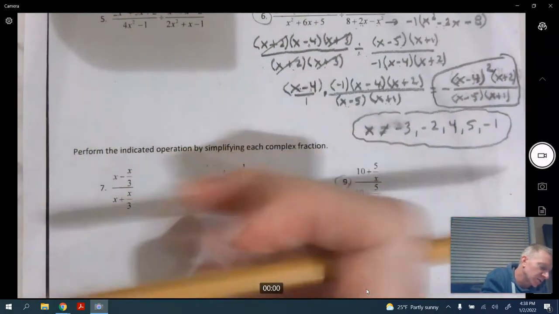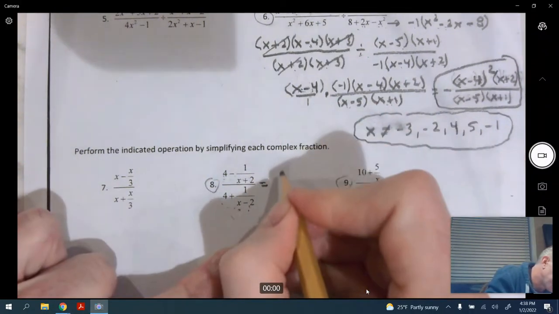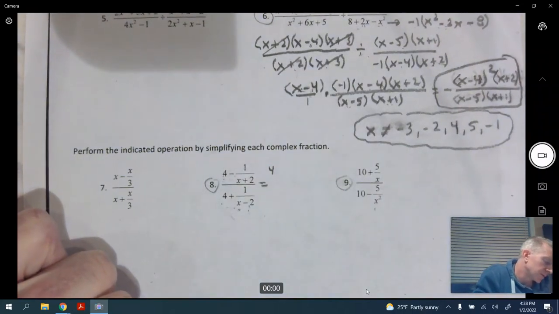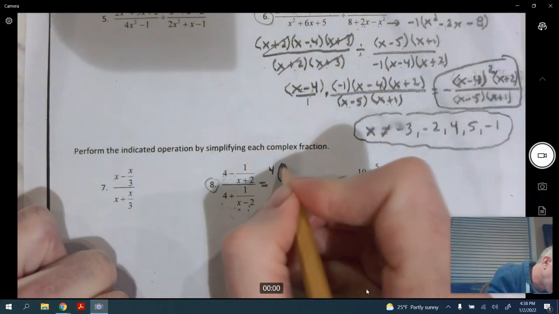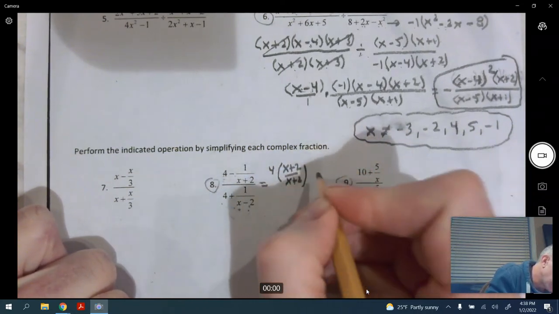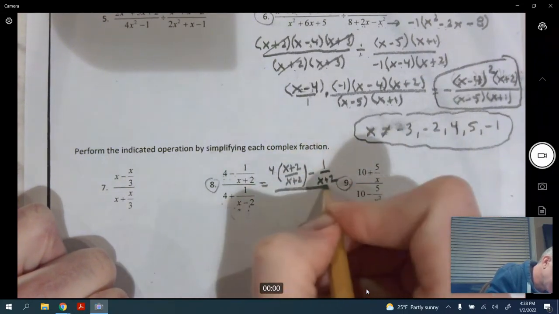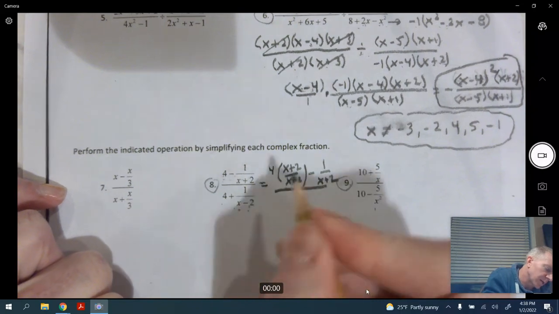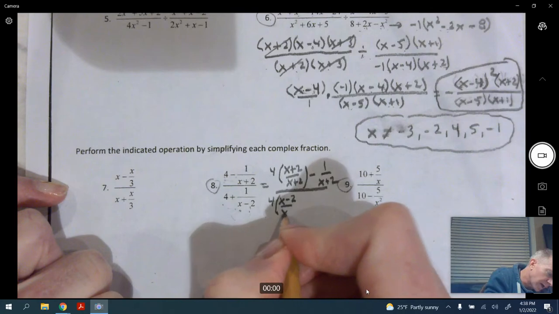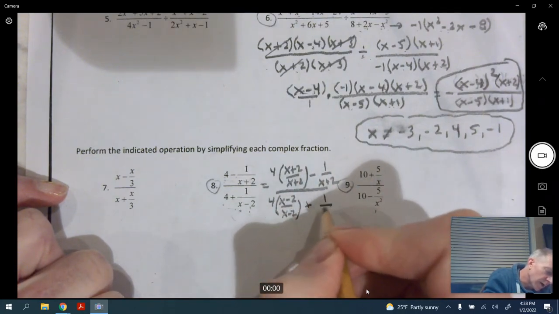I treat this first as two separate problems. First, let's get common denominators at the top. So we've got a 4, and our common denominator on top is going to be x plus 2. So we multiply by x plus 2 over x plus 2. And then we get minus 1 over x plus 2. On the bottom, our common denominator is going to be x minus 2. So I've got 4 times x minus 2 over x minus 2. And then plus 1 over x minus 2.